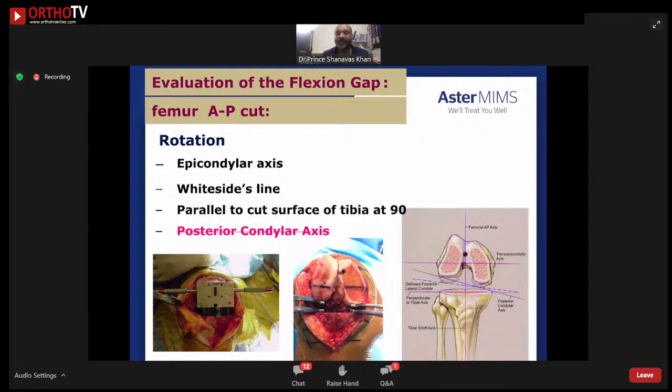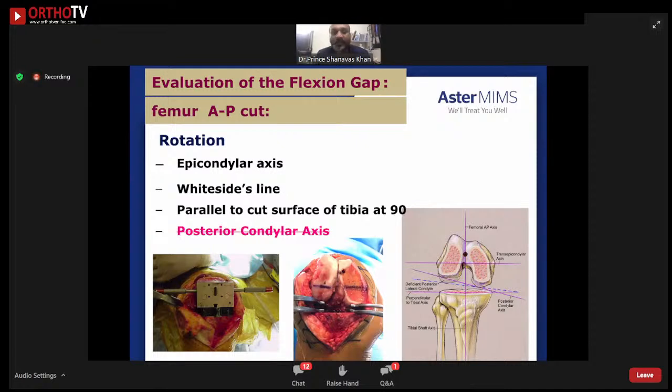Here in a valgus knee, the posterior and distal lateral femoral condyle is eroded. So if you use the same technique, you will put the femoral component in internal rotation. What will happen if you put it in internal rotation? Your patella will dislocate.